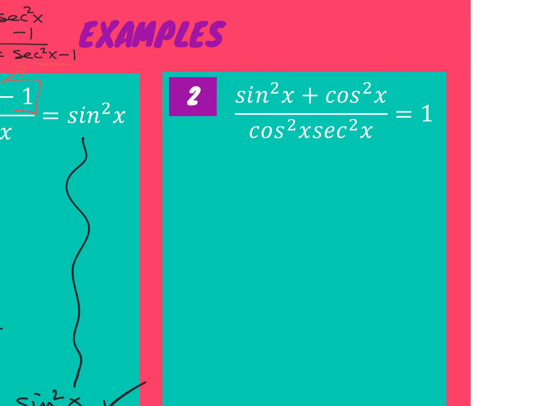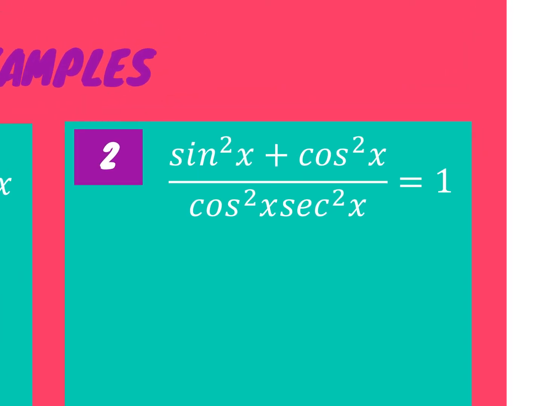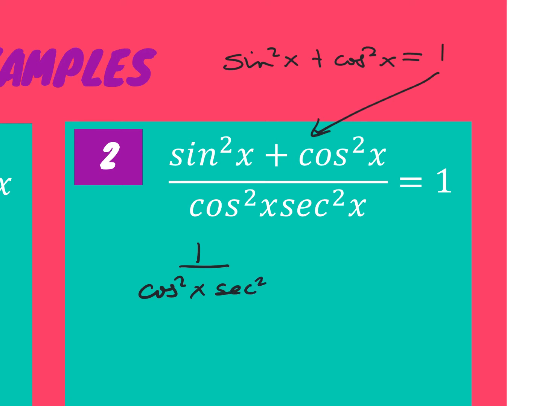So for this one, I'm trying to get this to equal 1. Again, my more complicated side is the left side. I'm going to immediately recognize that the numerator here is a Pythagorean identity. I know that sine squared x plus cosine squared x equals 1. And that's what I'm going to substitute for my numerator. So I'm going to change it to 1 over cosine squared x secant squared x.